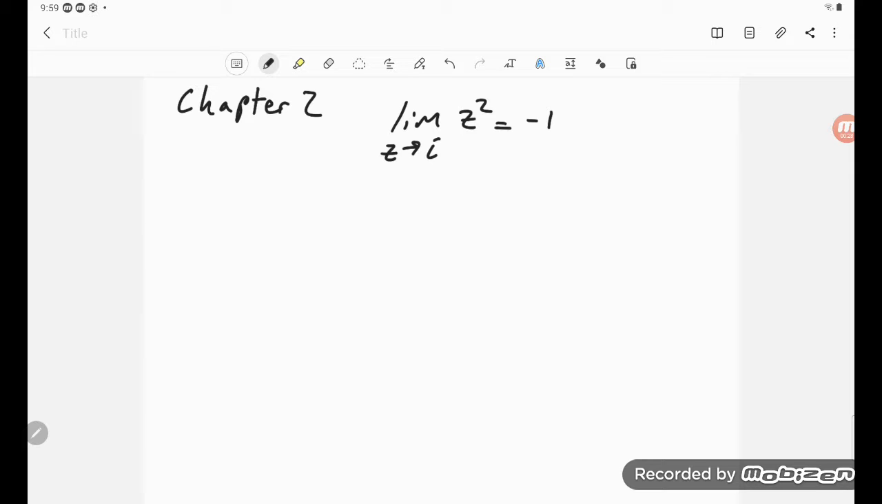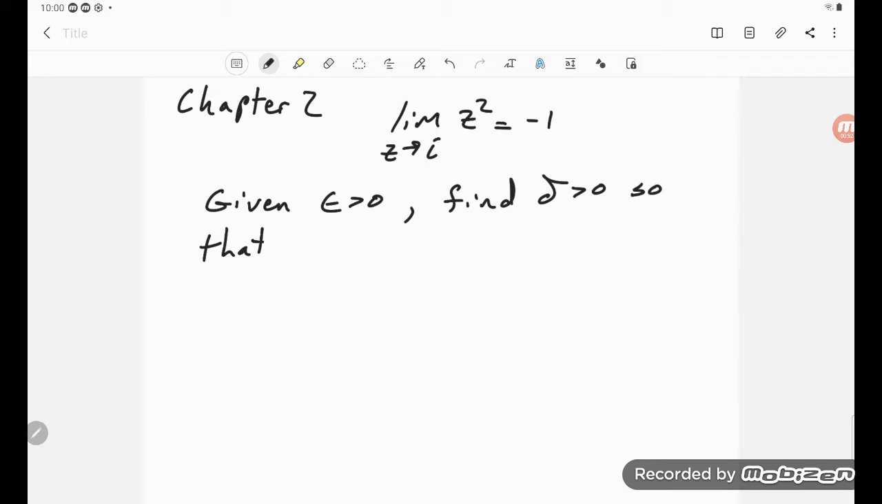Okay, so again, the idea is, given epsilon greater than 0, we need to find or produce delta greater than 0 so that the absolute value of z minus i less than delta implies that z squared minus -1 is less than epsilon.